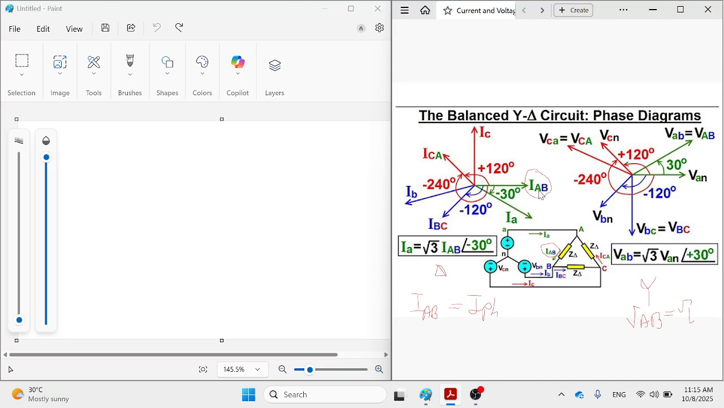So IAB is the reference with the angle of 0 here. Then IBC, then ICA. Where is CA? CA is here, with the angle of positive 120. This is BC, with the angle of minus 120. Now we are going to construct IA, which is IAB minus ICA. Let me change from this page to the other page.